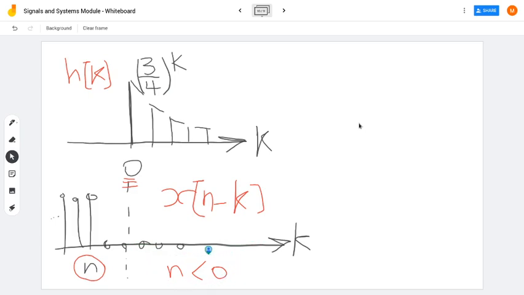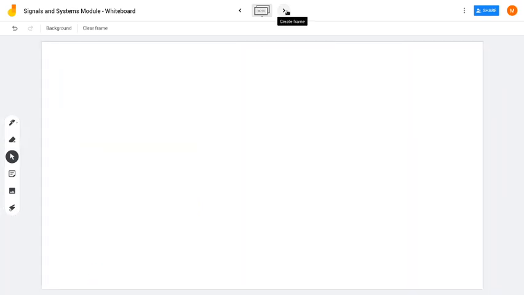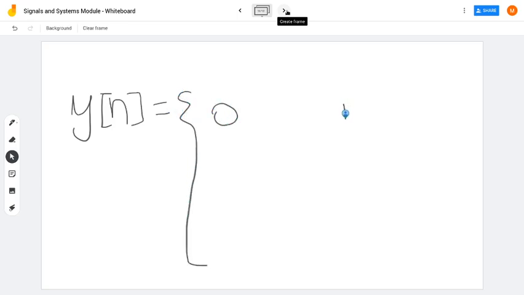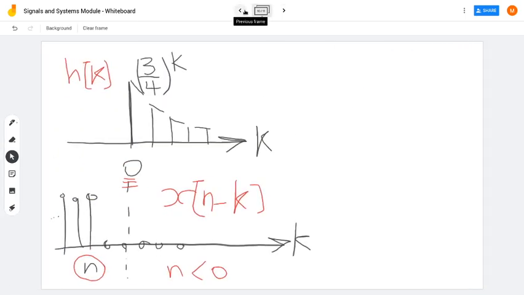So let's write this one down. So y of n would be equal to 0 if n is less than 0. Now let's move back over here.